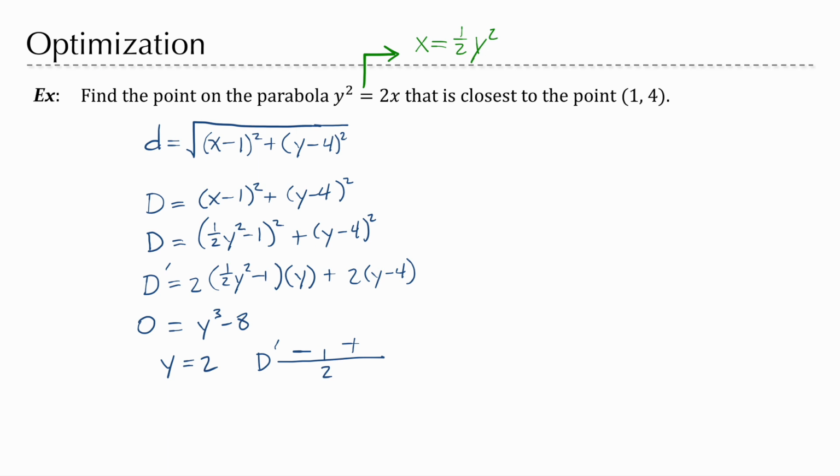Now, the answer to the question is going to be the point, so I do need to make sure I have an ordered pair. My ordered pair has a y value of 2. And of course, if I plug that into my original condition to figure out what the x is going to be, I just take my 2 squared, divide by 2, which means the x is also going to be 2, which means the ordered pair (2, 2) is the ordered pair that lives on this parabola and is closest to the point (1, 4).